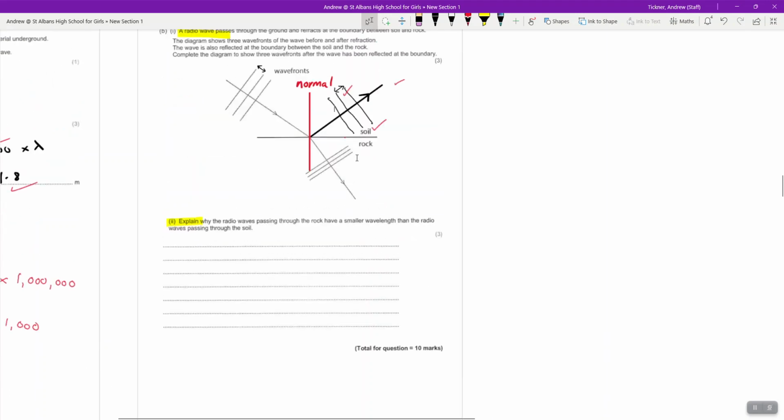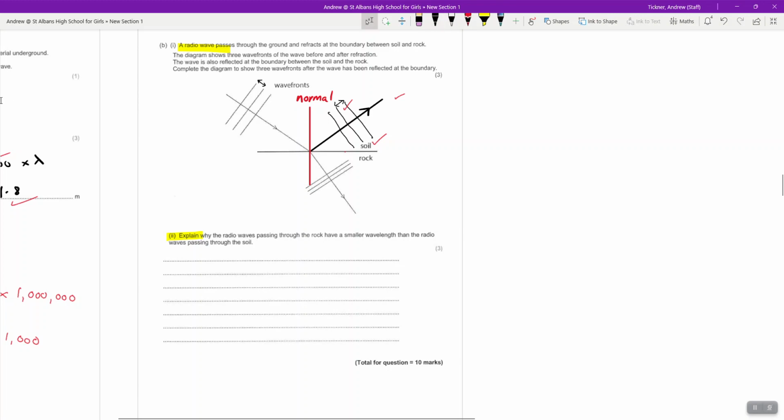Explain why the radio waves passing through the rock have a smaller wavelength than the radio waves passing through the soil. Okay, so we've got refraction from this material into this material, and we are bending towards the normal. So that tells us something about the refractive index of rock. We have moved into a material with a higher refractive index. That tells us that the wave is going to slow down. Now, the thing that's true of waves when they refract, and if you didn't recall this fact it becomes quite hard to answer the next bit of the question, is that frequency is unchanged.